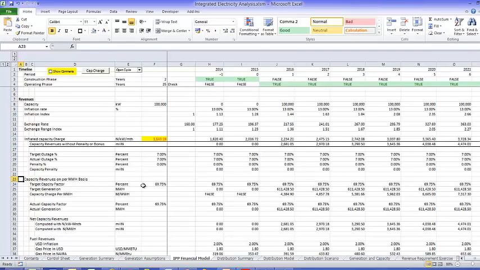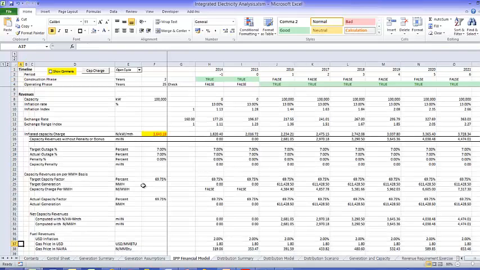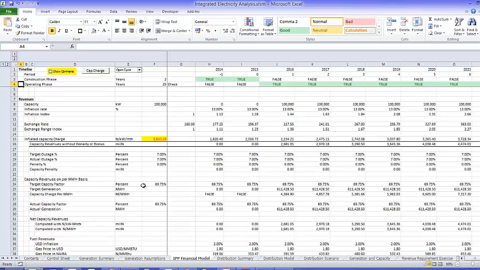Okay. Then, if you remember the way we structured the model, we go to the top. One of the very important things with any of these models is right at the top to put in a time switch.